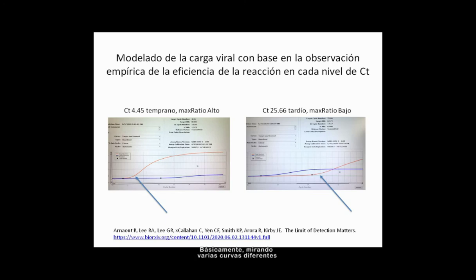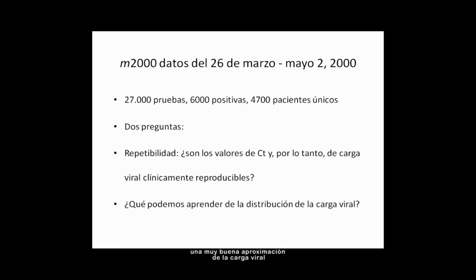By basically looking at a lot of different curves like this, we're able to empirically establish a formula which we think fairly accurately predicts the viral load from the CT value. And we've published some of this data now in bioRxiv if you're interested in more detail. So I'll just leave it that we think that we have a pretty good approximation of viral load.